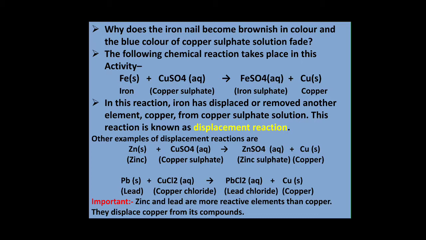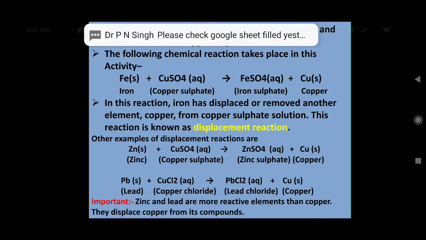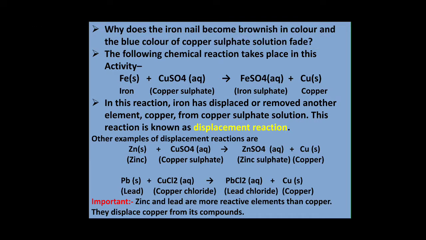Other examples of displacement reaction: when a zinc strip is placed in the copper sulfate solution, zinc displaces the copper to form zinc sulfate and solid copper. Next example is lead and copper chloride. Here lead displaces the copper to form lead chloride and copper. Zinc and lead are more reactive elements than copper and displace copper from its compound. So in a displacement reaction, one element should be more reactive so that it can displace the less reactive metal or element.